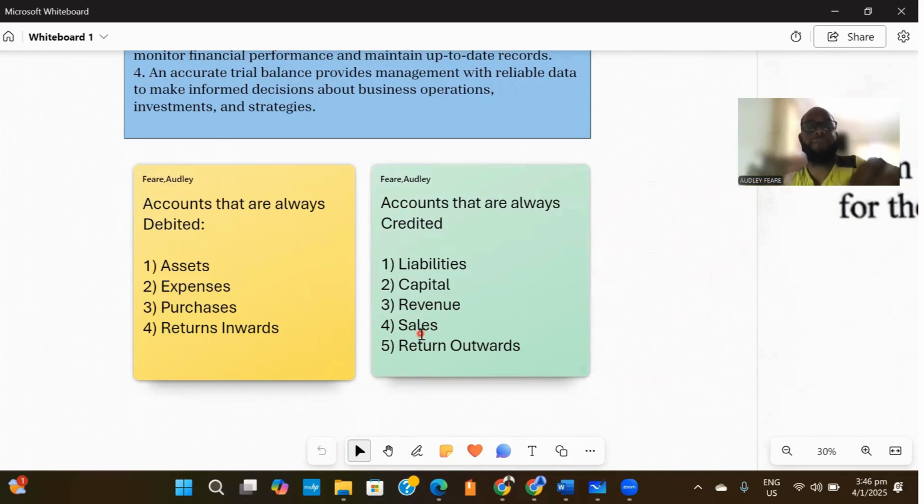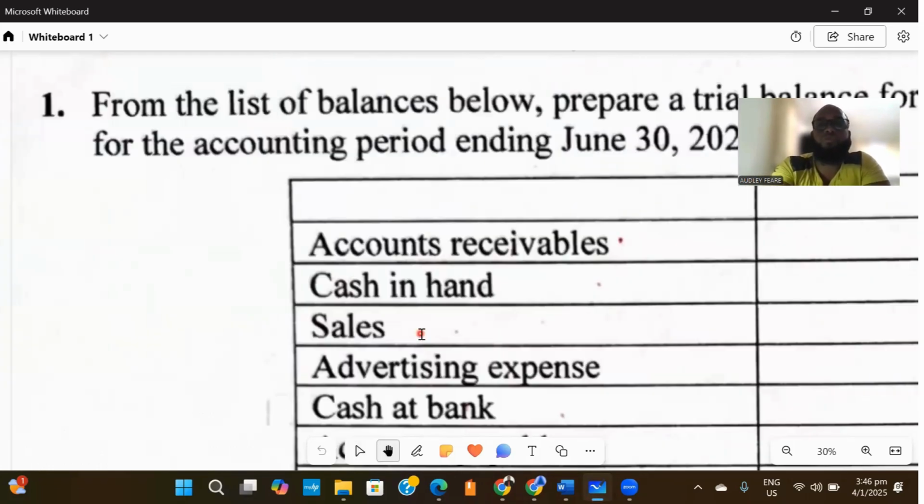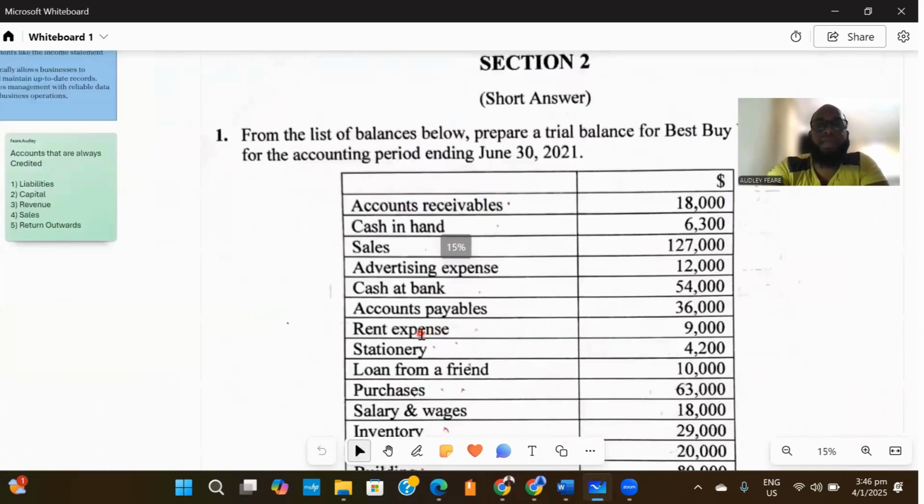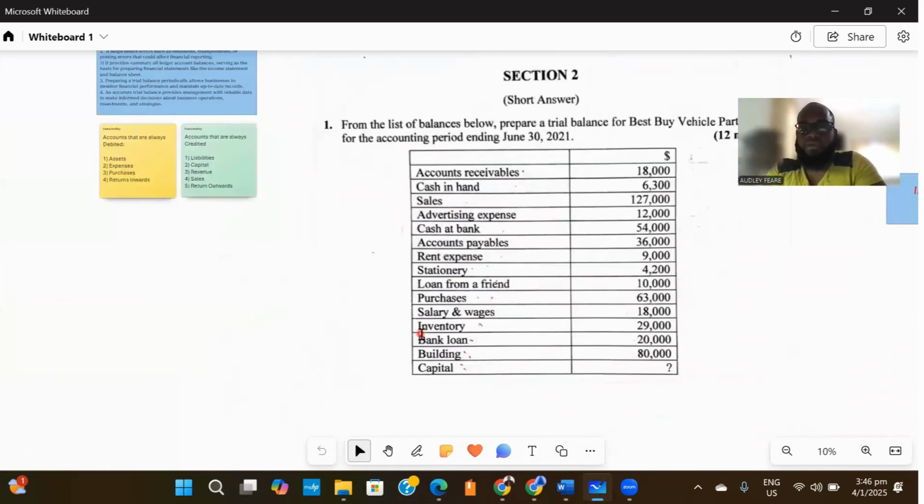What I can do again is to create another video on trial balance, and we go from the basics. But this video is actually just to go through the revision of the exam paper so you can do it on your own time when you're ready. So, all right, here goes.